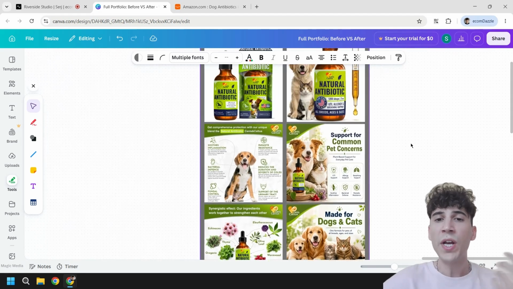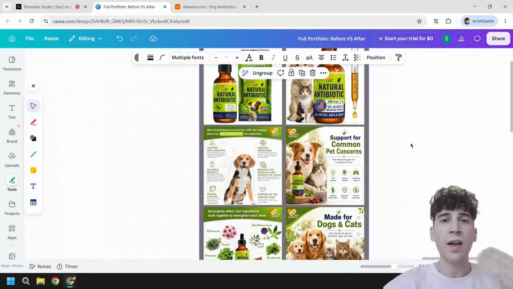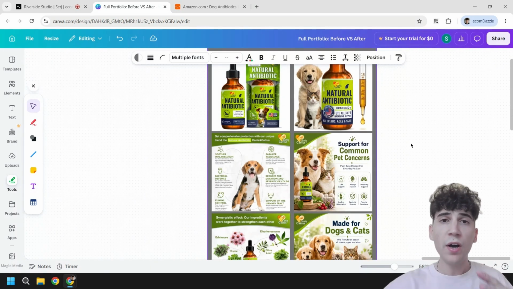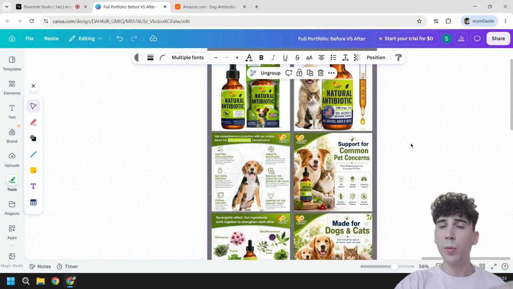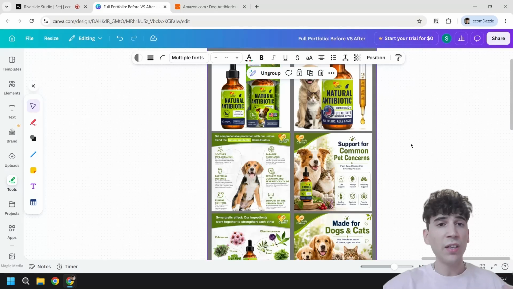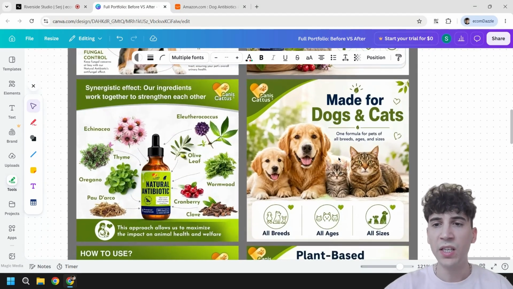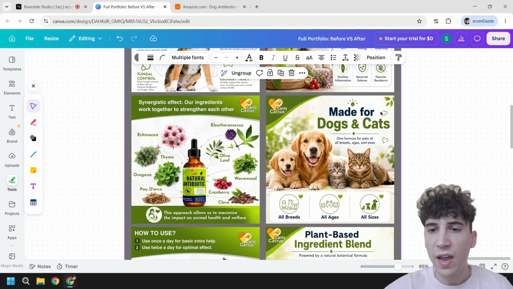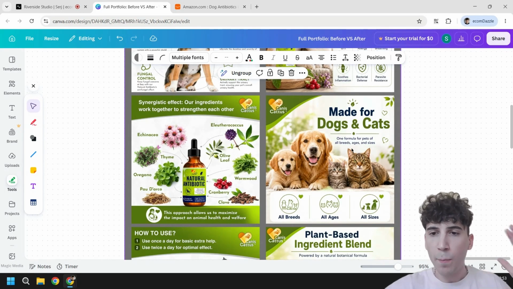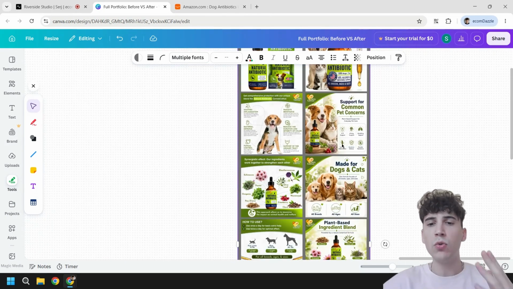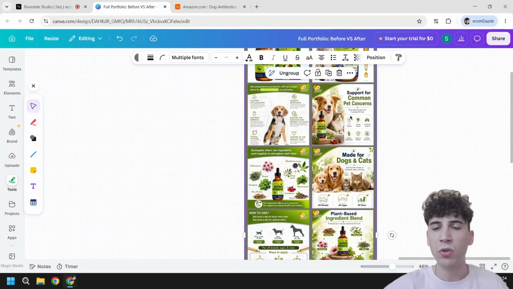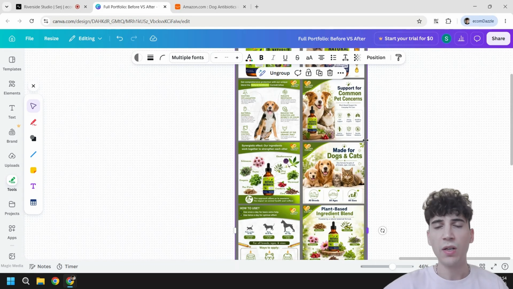Because they might be worried. They will not want to risk hurting the health of their pet even more. They want to be sure that this product is not just something that can help with their health issue, but is something that is for them specifically. That is why the next image that I'm placing here is made for dogs and cats. One formula for pets of all breeds, ages, and sizes. Now, these two images eliminate the main concerns and the main questions that the shoppers might have regarding this product.